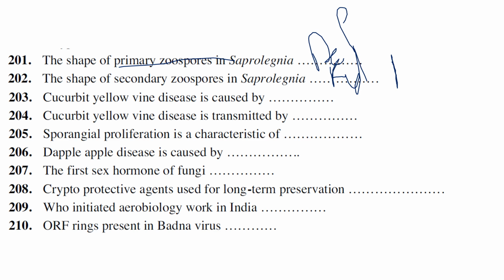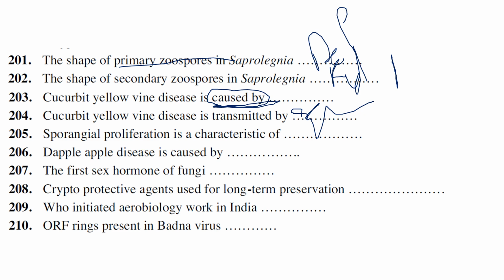The next one: how is cucurbit yellow vine disease transmitted? It is caused by a bacterium, Serratia marcescens. Just a minute, a correction: cucurbit yellow vine disease is actually transmitted by the squash bug and caused by Serratia marcescens.